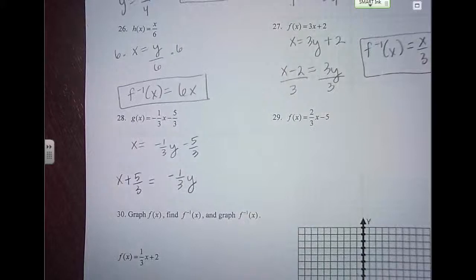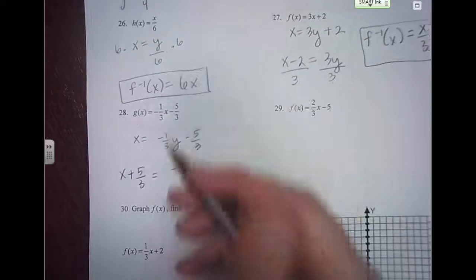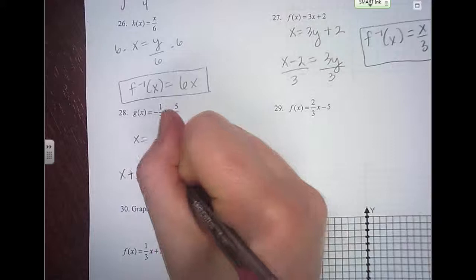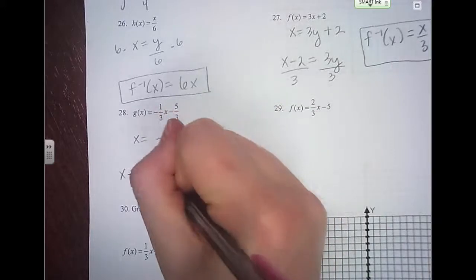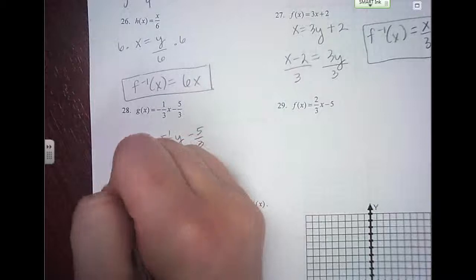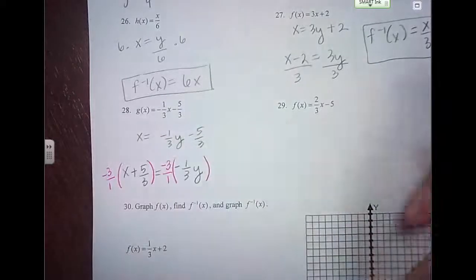Now be careful here because this is where some of you get confused. I'm going to multiply by the reciprocal here. Okay, if you divide it, it's okay, but you can't leave it like that. So instead, multiply by the reciprocal. So that means I multiply this whole thing by negative 3 over 1.